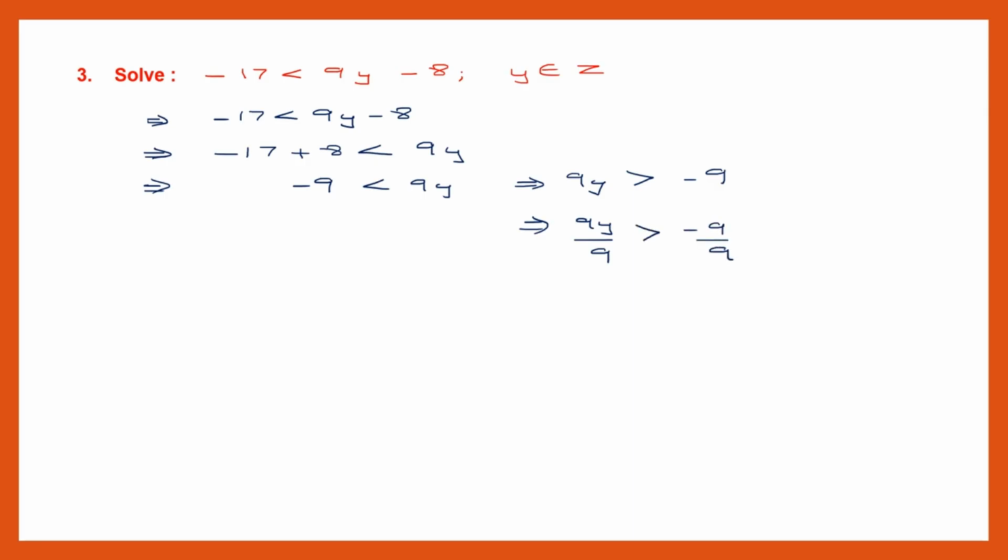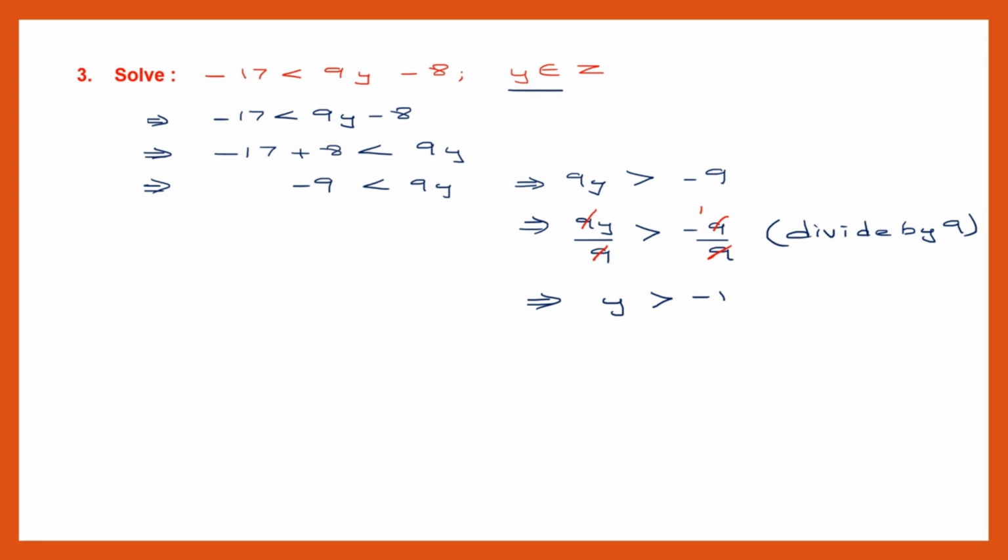So what have we done here? We have divided by 9. So now let's cancel. I can cancel this, so I have only y left. Here also I can cancel, and I'll have only 1 left. So here what do we have? y is greater than minus 1, and we have integers.